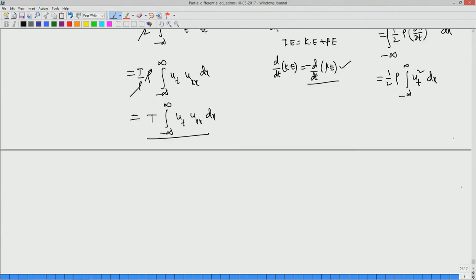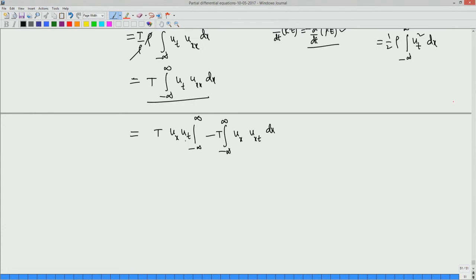Now you can use integration by parts here. We get T ux ut evaluated from minus infinity, minus the integral from minus infinity of T ux times the derivative of ut with respect to x, that is uxt, dx. At infinity, you have a string of infinite distance.